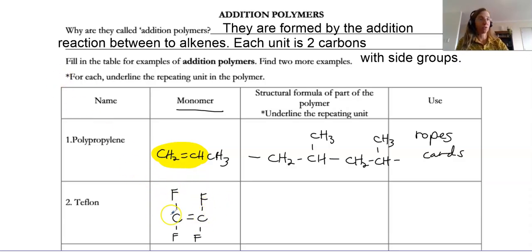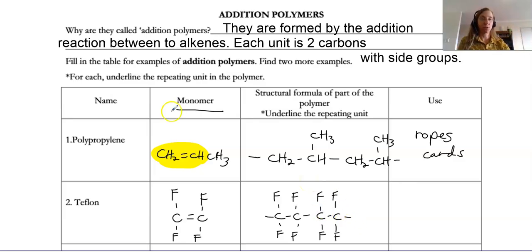It just has fluorines all around that double bonded carbon. So the polymer has one repeating unit, add another repeating unit, and it just carries on. Notice that I have included the bonds on the side to show that it doesn't stop. It keeps bonding. Sometimes you'll see it written like this, n, meaning repeating many times. Teflon is used in non-stick pots.